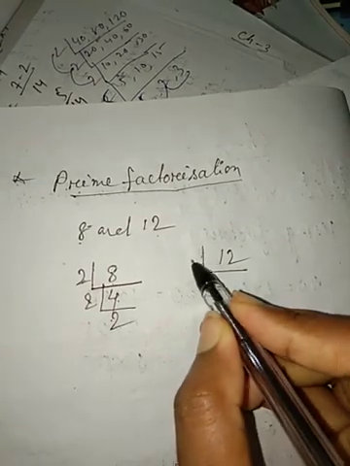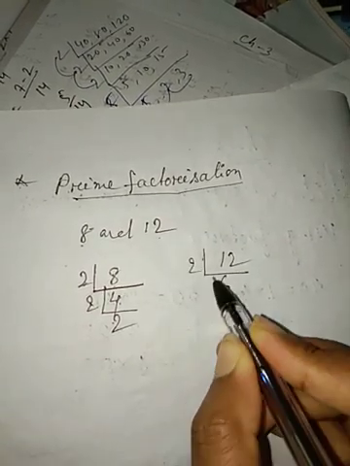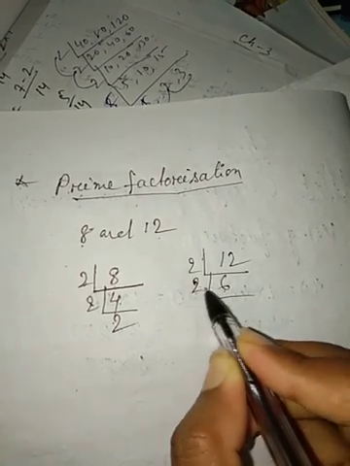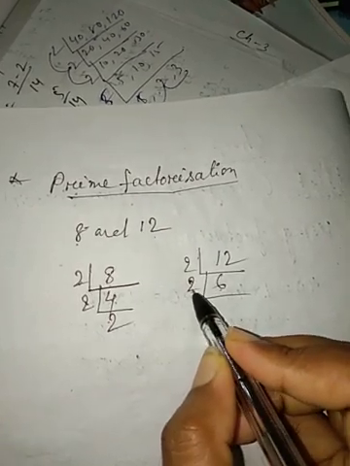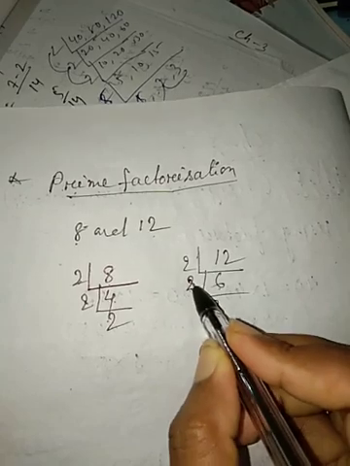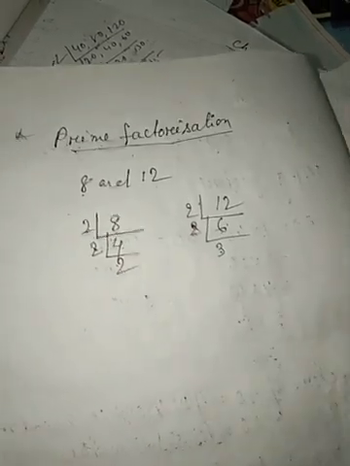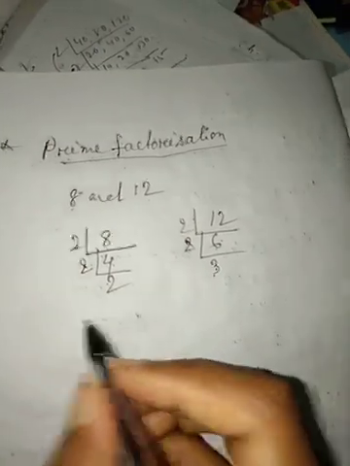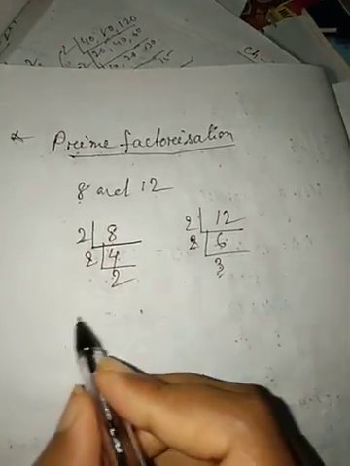12 is also divisible by 2. So 2 6s are 12. Next, 6 is also divisible by 2, so we divide by 2. 2 3s are 6. Now see, 3 is a prime number, so we don't divide. This division stops here.